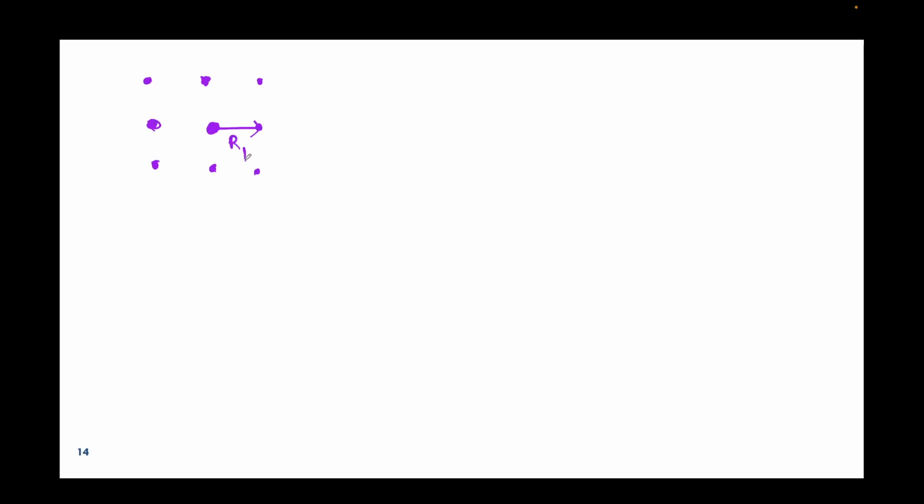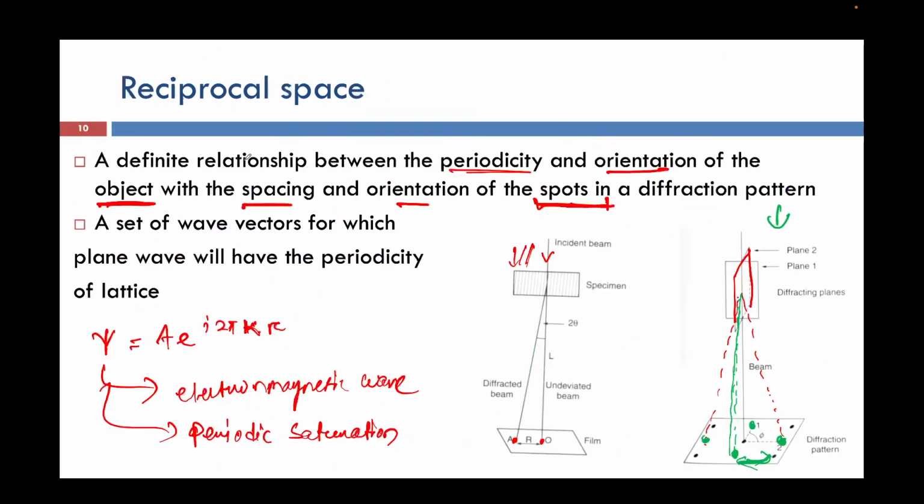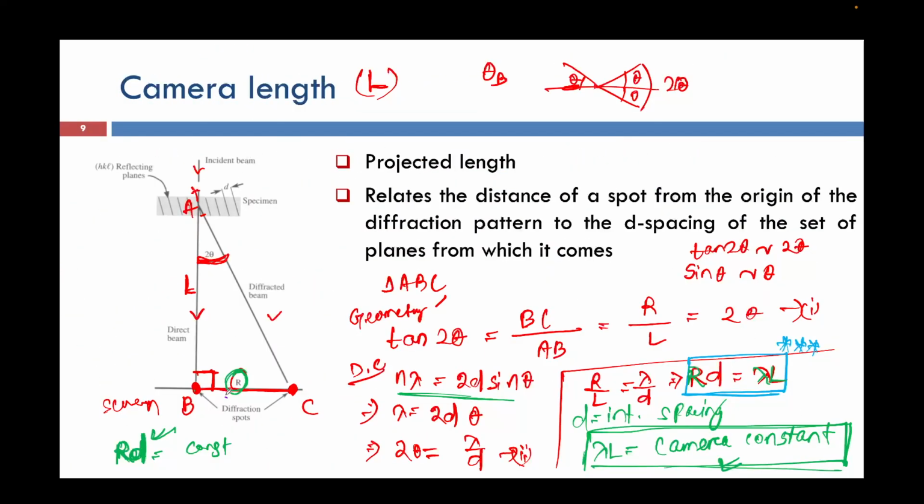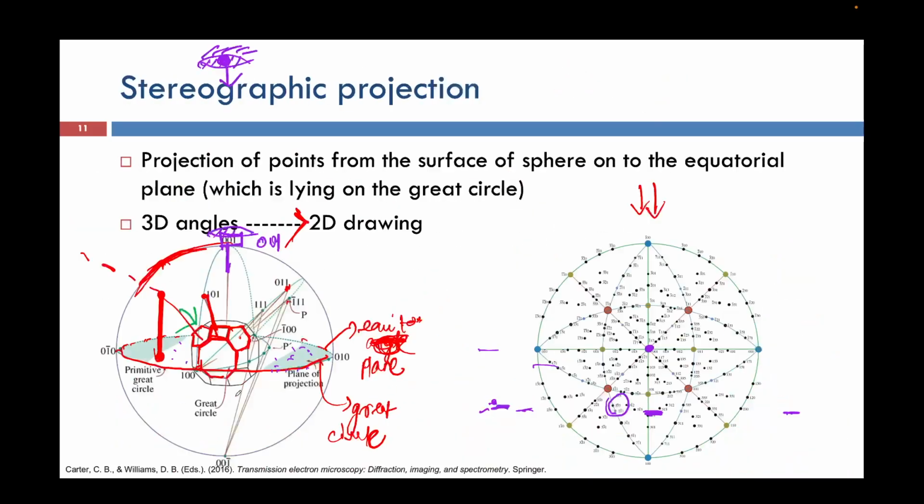R1 means the distance. If you remember, R is the distance here, that means the distance from the undeviated spot or the direct spot to any of the diffracted spots, right? So here also I am taking this as R1, and this as R2. I don't know which planes these spots belong to, so initially I'll just take an assumption that this is R1, this is R2.